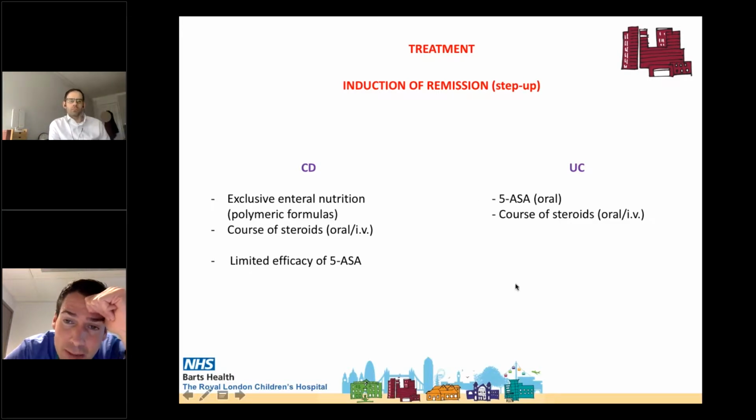disease. For ulcerative colitis, you try the 5-ASA when it's mild or moderate, and you consider going up to the steroids if it's moderate to severe or there is no initial response to the 5-ASA. This is induction of remission.